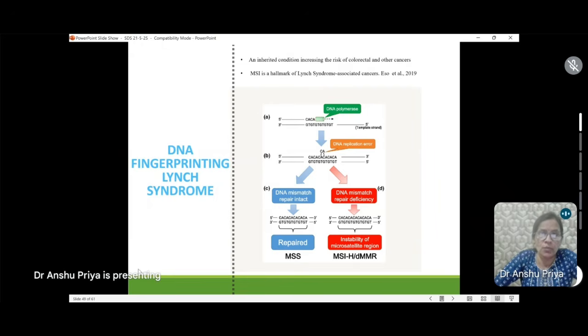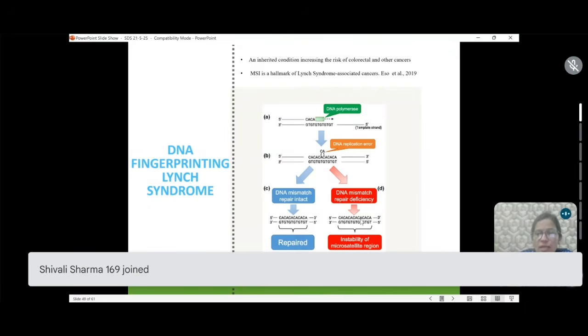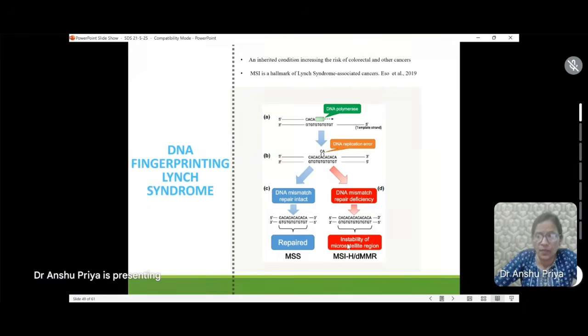And the main feature of this tumor is they have the MSI. MSI means they are microsatellite unstable tumor. Due to deficiency in the mismatch repair protein, the repair protein couldn't repair the DNA mismatch, and that leads to the MSI. And if the tumor is MSI, there will be a very good prognosis of immunotherapy.